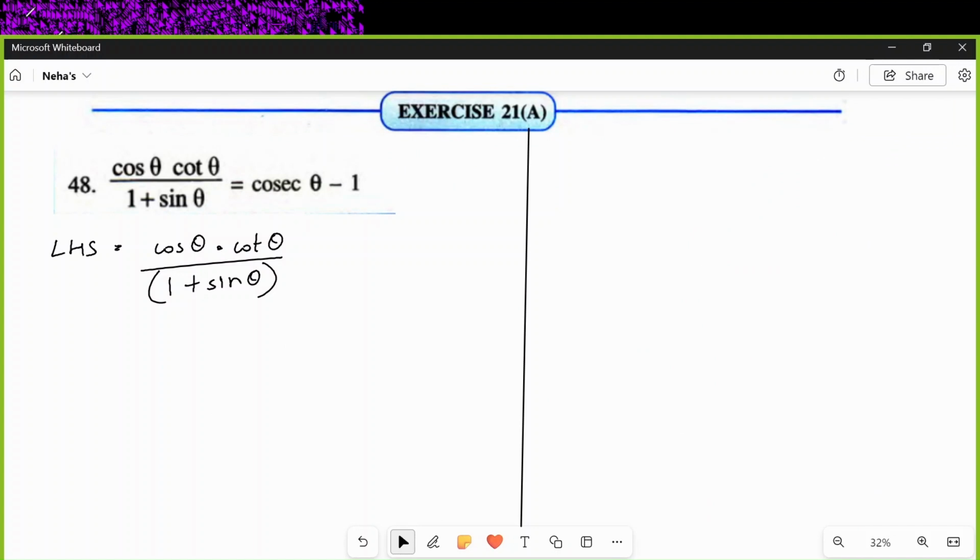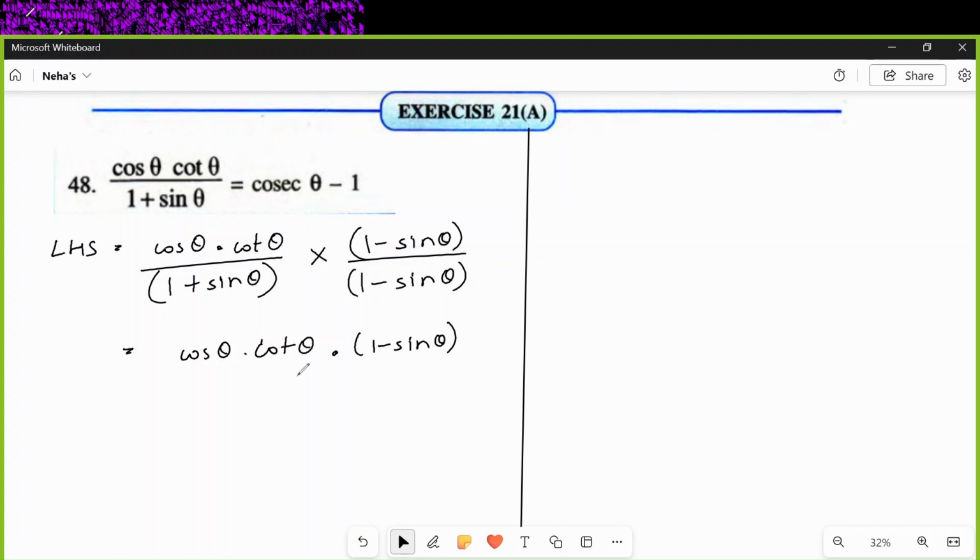Let's now begin with question number 48. The left hand side here is given as cos theta into cot theta divided by 1 plus sin theta. Here we will multiply both the numerator and denominator by 1 minus sin theta. So the numerator now will become cos theta into cot theta into 1 minus sin theta, which is divided by 1 minus sin square theta. This is because 1 plus sin theta into 1 minus sin theta will give us 1 minus sin square theta by the formula of a plus b into a minus b is equal to a square minus b square.